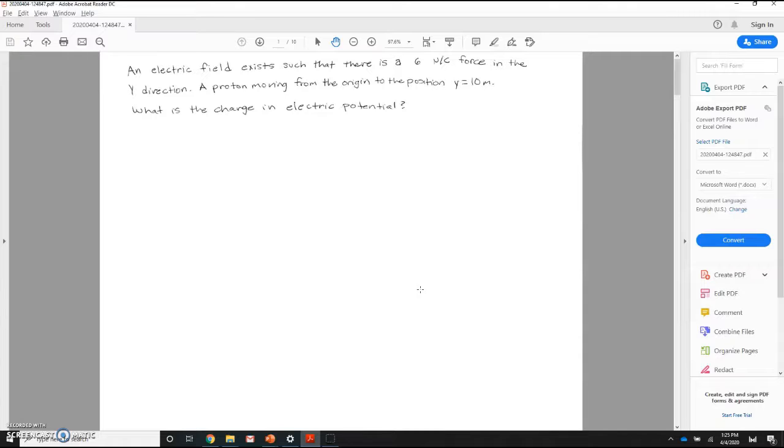Like it says, an electric field exists such that there is a 6 newtons per coulomb force in the y direction. A proton is moving from the origin to the position y equals 10 meters. What is the change in electric potential? So I first like to figure out what variables they give us. In this case, they give us 6 newtons per coulomb force, so that is a force per charge. And then they also give us a distance traveled of 10 meters. So now we need to come up with a formula that could use these variables.